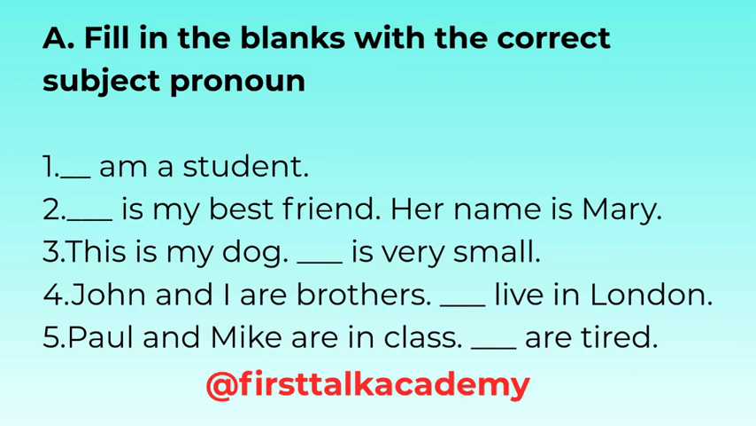Thank you for doing the practical exercise A. Here is the answer key. A. Fill in the blanks with the correct subject pronoun. Number 1. I am a student. Number 2. She is my best friend. Her name is Mary. Number 3. This is my dog. It is very small. Number 4. John and I are brothers. We live in London. Number 5. Paul and Mike are in class. They are tired.